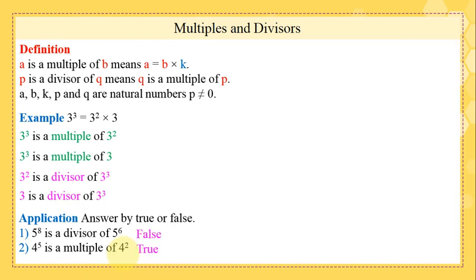Here are the answers. Statement 1 is false. Since 5 exponent 8 is a divisor of 5 exponent 6, by referring to the definition above, this means that 5 exponent 6 is a multiple of 5 exponent 8. This is false because there is no natural number by which we multiply 5 exponent 8 so that we get 5 exponent 6 as a product. Statement 2 is true because 4 exponent 5 equals 4 exponent 2 times 4 exponent 3.